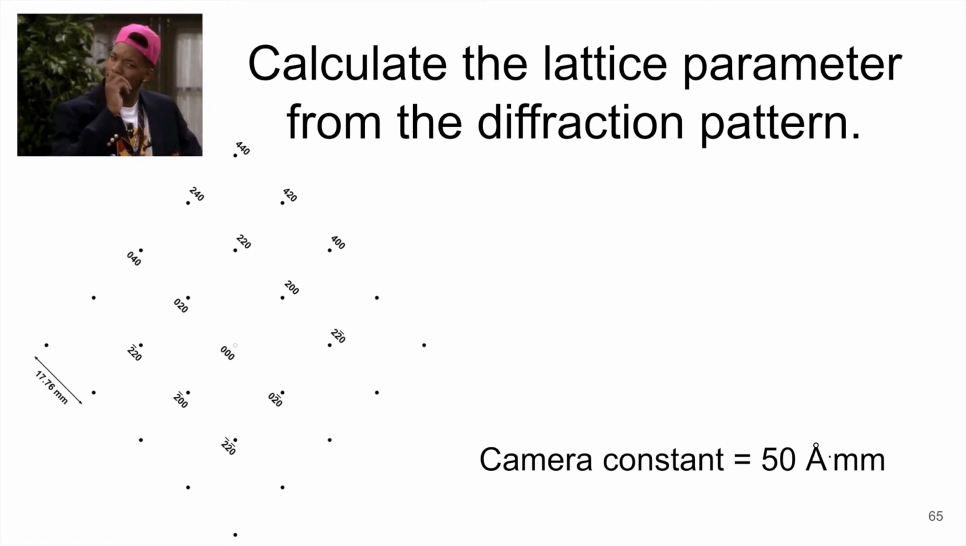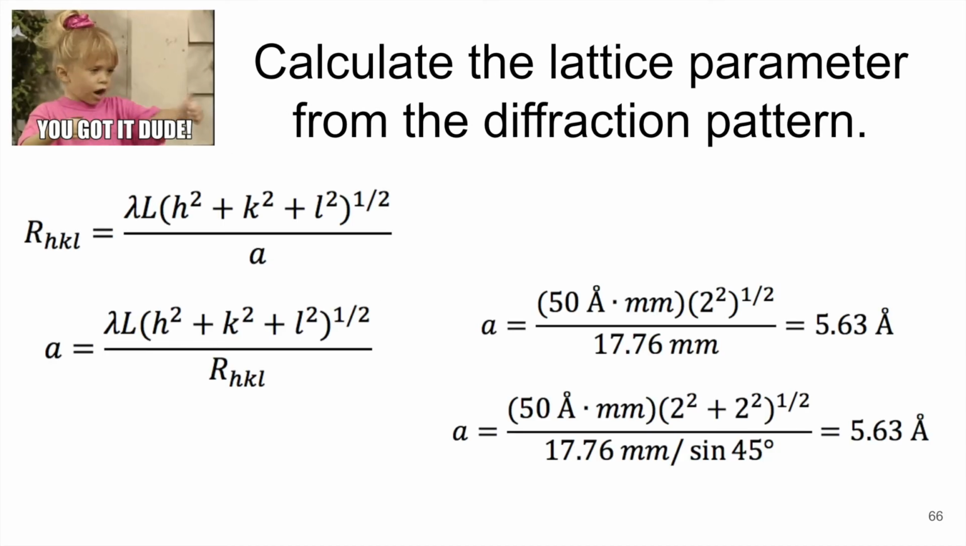All right, so now that you've had a chance to work on the lattice parameter, let's see what we've got. You're going to need to use that expression that combines the R values with the lattice parameter, because we basically know the R values from the diffraction pattern. We're given the camera constant, which is lambda times the camera length. And we know the HKLs because we've indexed. So we can rearrange and solve for the lattice parameter, and we get this expression.